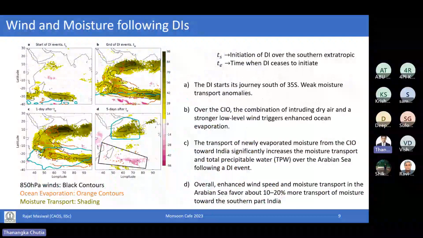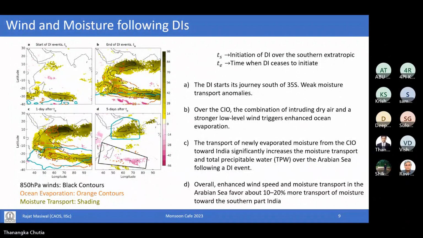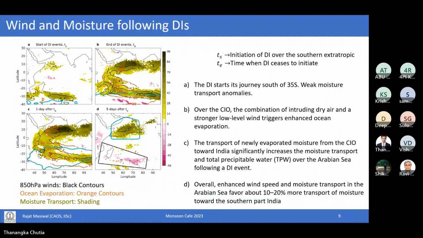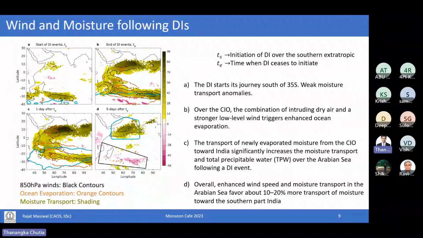Now looking at the winds and the moisture following these dry intrusions. The figure here shows the winds, which are black contours, the ocean evaporation, which are orange contours, and the moisture transport, which is the color shading. TS represents the initiation of these dry intrusions over the southern extratropics, whereas TE represents the time when the dry intrusion initiation stops, so the time when DI ceases to initiate.